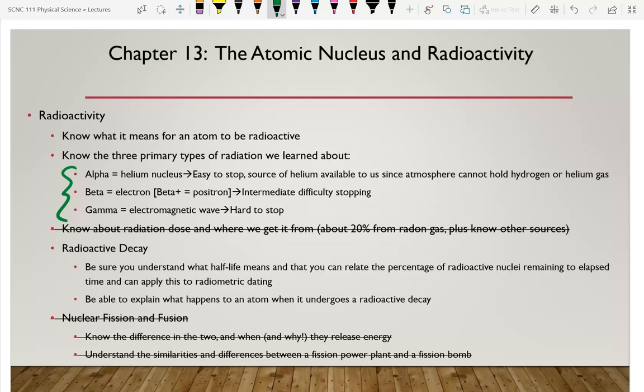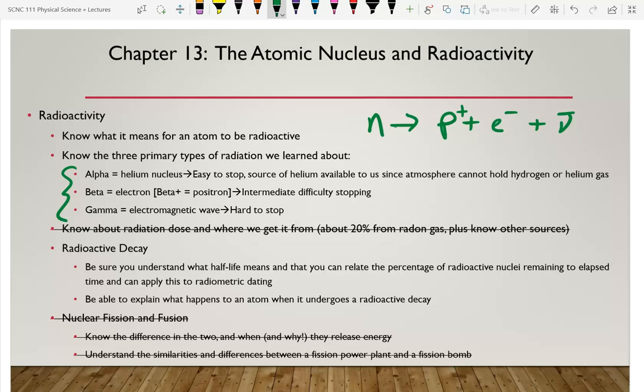But what you have is, for instance, a neutron will decay and give you a proton plus an electron plus an antineutrino. That's what's going on for the beta emission.